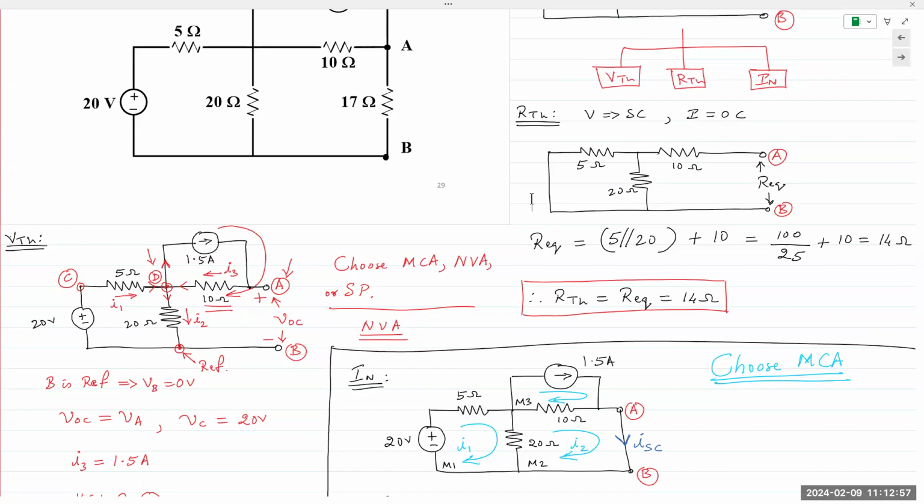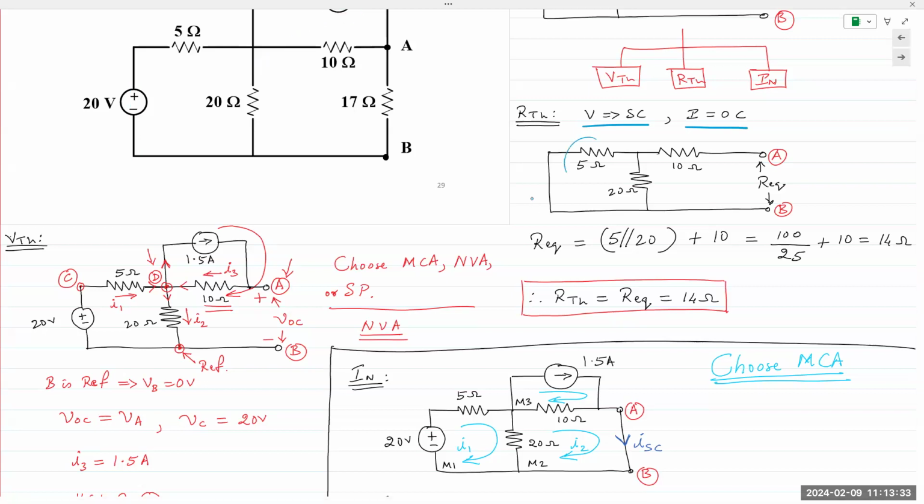RTH is measured between terminals A and B. We find RTH by calculating REQ for that network. In order to calculate REQ, we reduce all independent sources in the circuit to 0. Reducing a source to 0 means replacing the voltage source with a short circuit and replacing a current source with an open circuit. So voltage source is a short and current source is open.